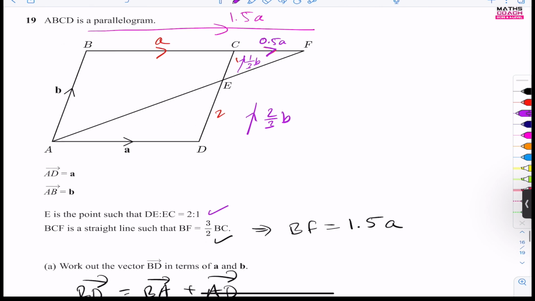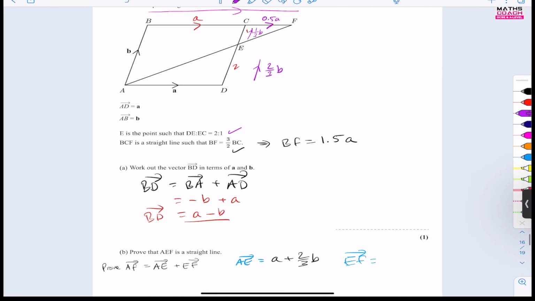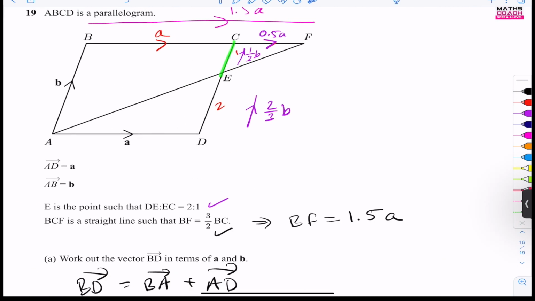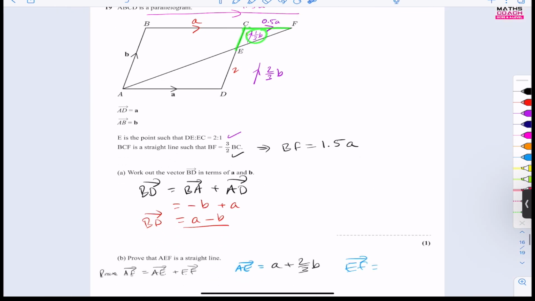So if I'm going back to now E to F, so E to F is going to be half of, oh, sorry, not half, a third b plus 0.5a. Okay, so it's going to be a third b plus 0.5a. In fact, I should be using either fractions or decimals, not mixing it. So let's use a half as 0.5. So a third b plus a half a.